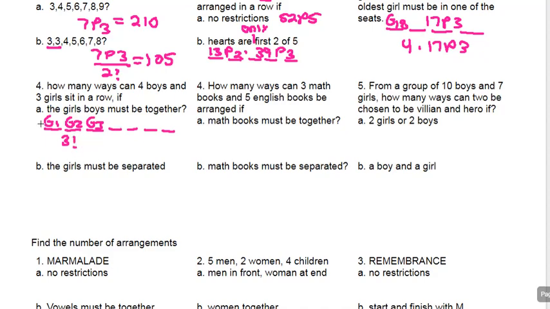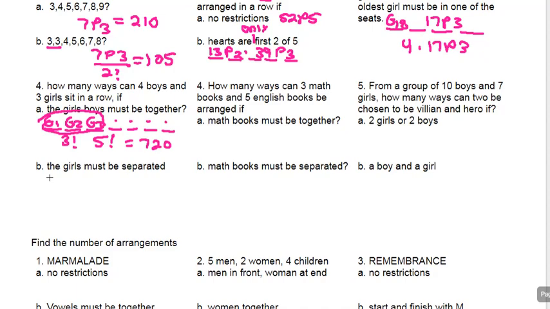Now count them as one thing. And so I've got 1, 2, 3, 4, 5 things that I'm now arranging. So I'm going to arrange them 3 factorial times 5 factorial ways. 1, 2, 3, 4, 5. So what's 3 factorial times 5 factorial? You should get 720.